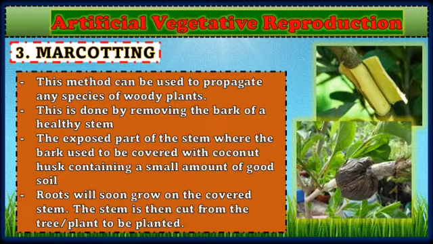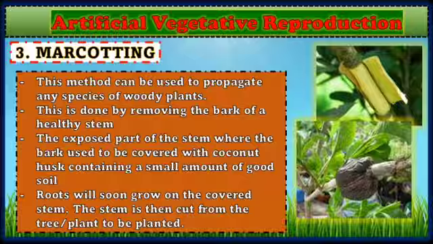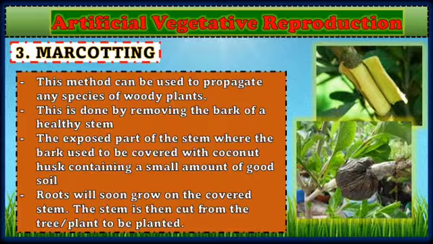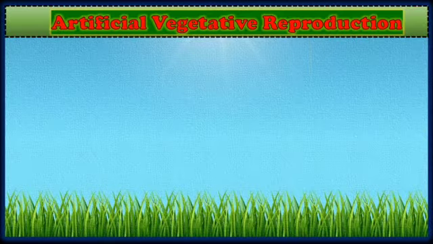So after mong tanggalan, tuklapan, kuha ka na ngayon ng husk ng niyog. Tapos lagyan mo ng lupa, tapos lagyan mo ng supot, tapos talian mo. So roots will soon grow on the covered stem. This stem is then cut from the tree to be planted. So kapag ganyan ginawa mo yung marcotting, time will come, uugat na yan. Tapos once na umugat, syempre pwede mo nang putulin at pwede mo nang itanim. So that is marcotting.